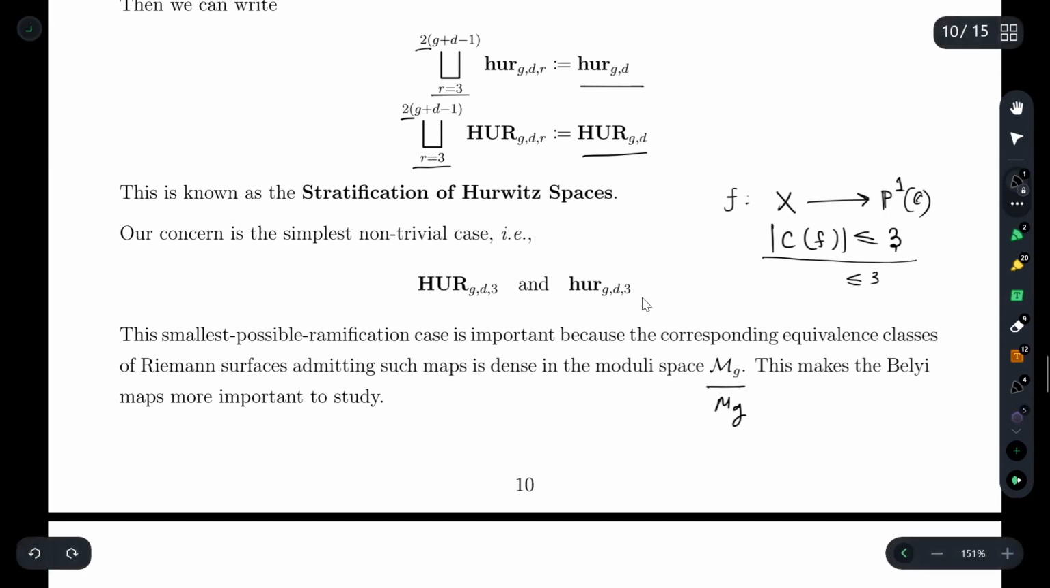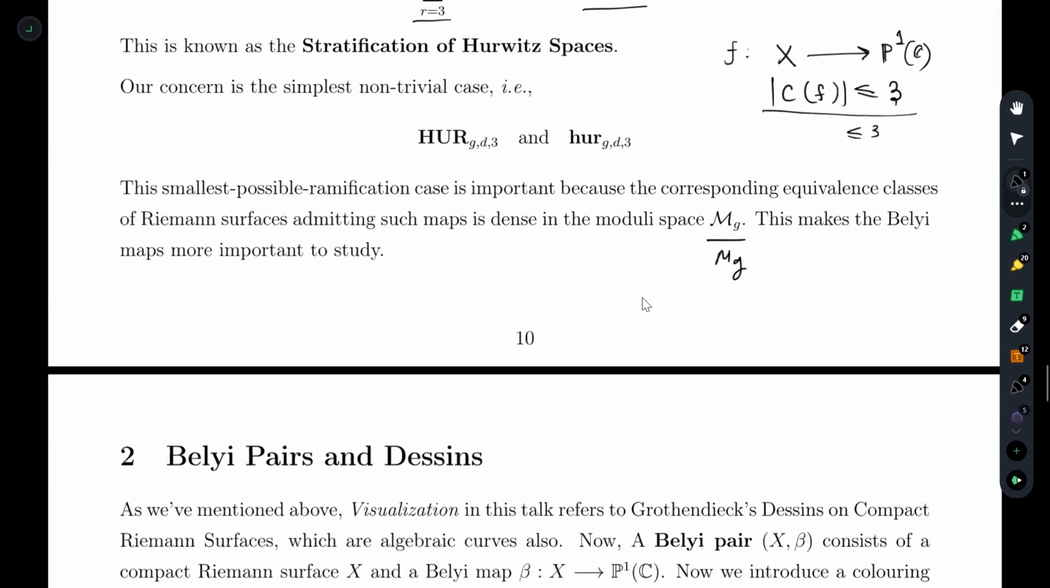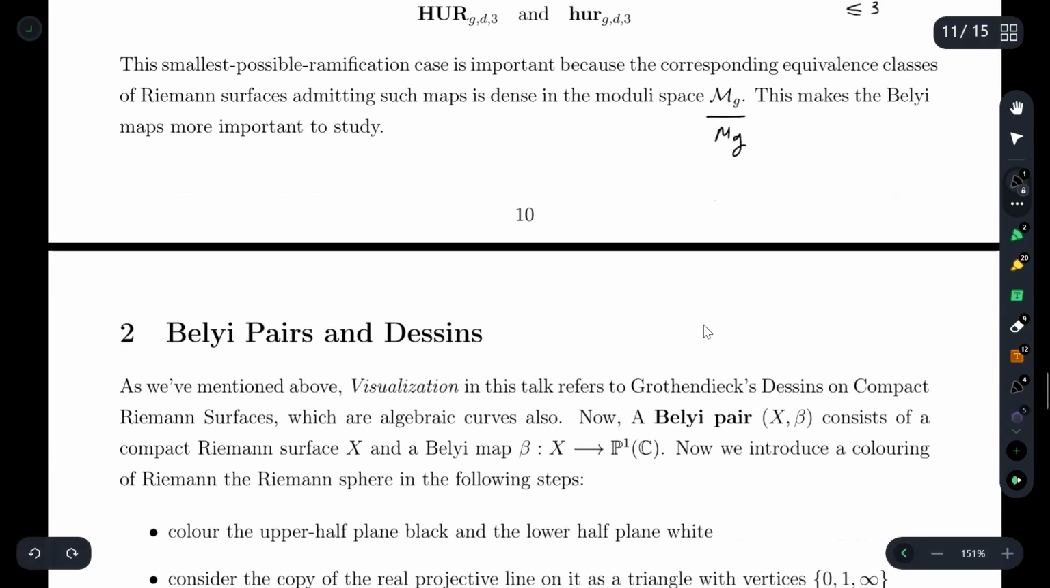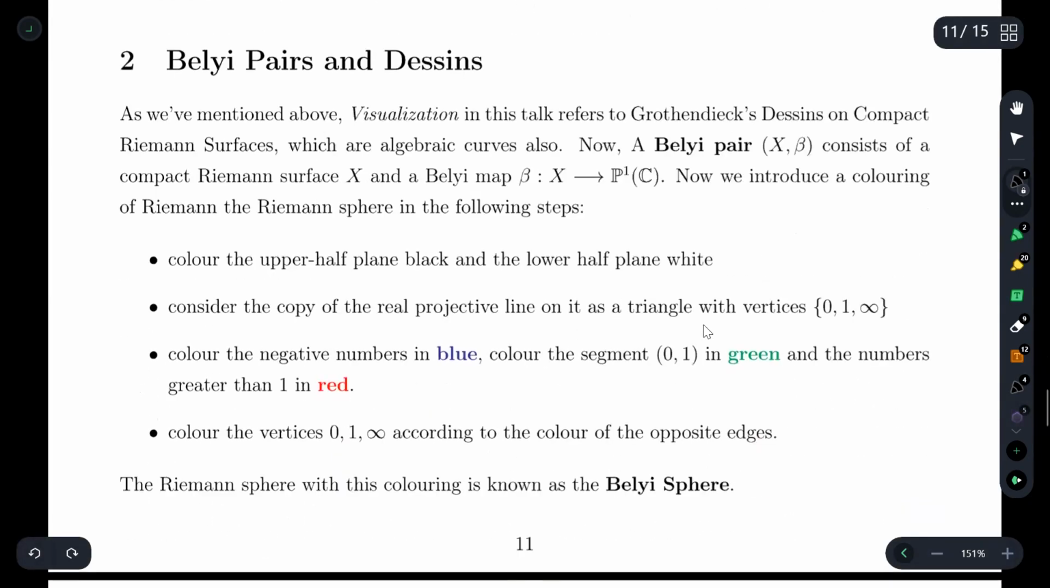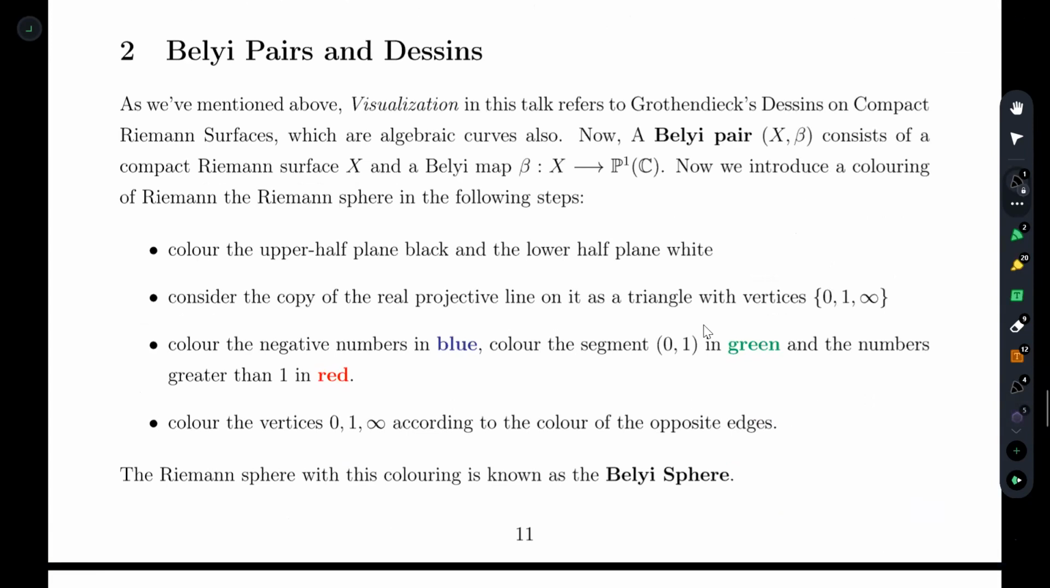Yeah, so is this clear? Yes, yes. Okay. And now we define the Belyi pairs, the main theme of the visualization. So a Belyi pair is a pair (X, beta), where X is a compact Riemann surface and beta is a Belyi map, that is a holomorphic map from X to the Riemann sphere, which has no more than 3 critical values.